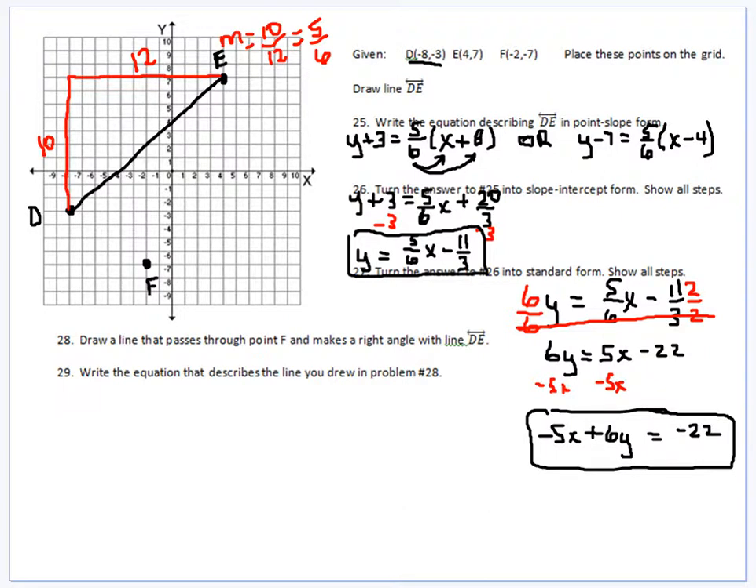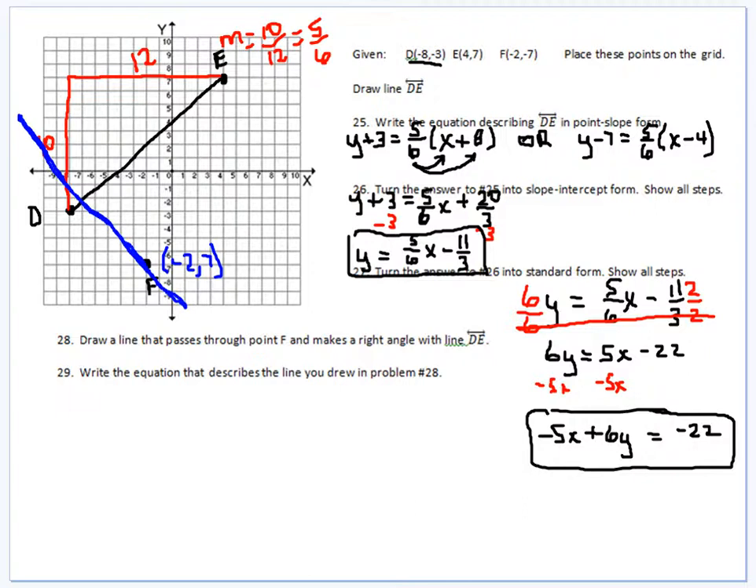28. Draw a line that passes through point F and makes a right angle. Okay. Pass it through point F to make a right angle. So it's going to come through there somehow, something like that. Passing through point F. Now I do know point F was at -2, 7, so I have a point. 29. Write the equation that describes this line. So we need a point and a slope.